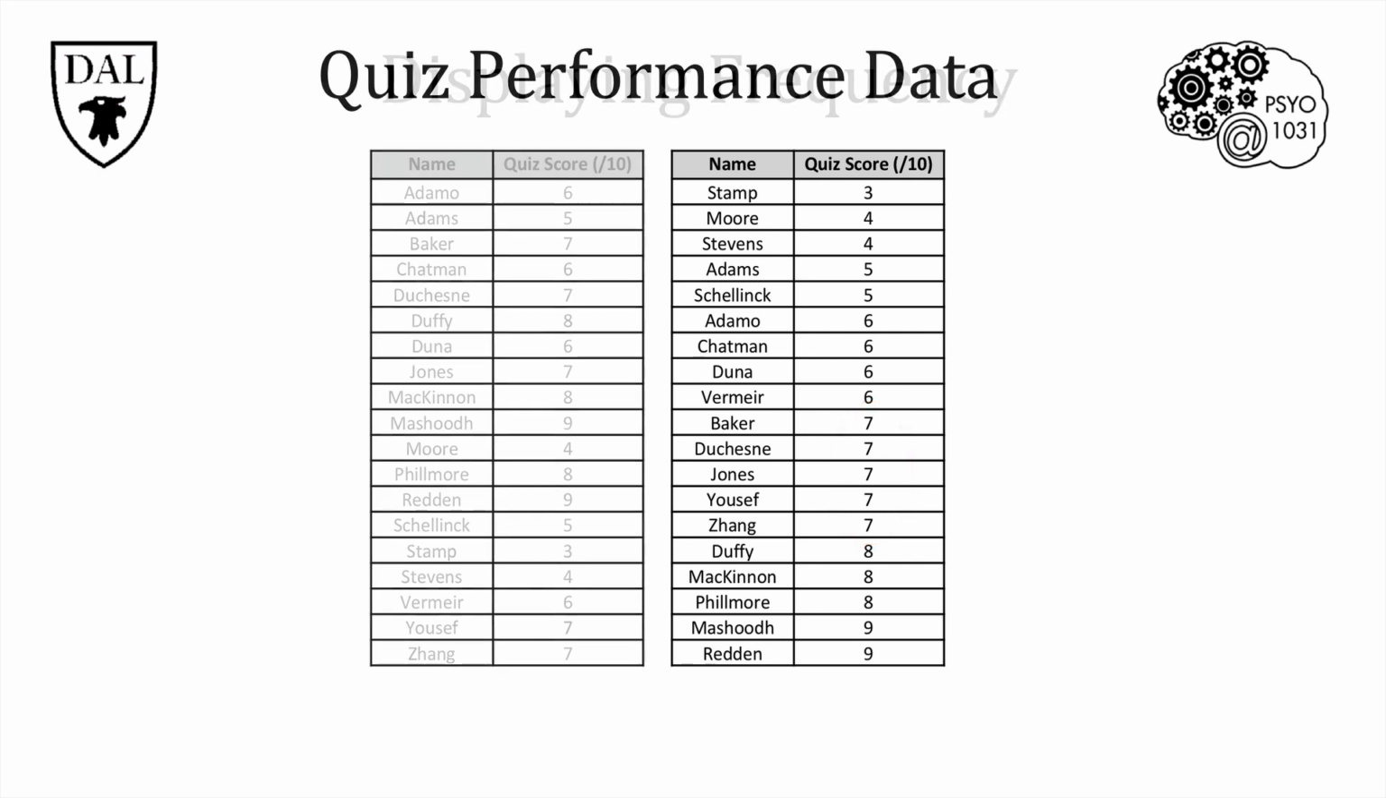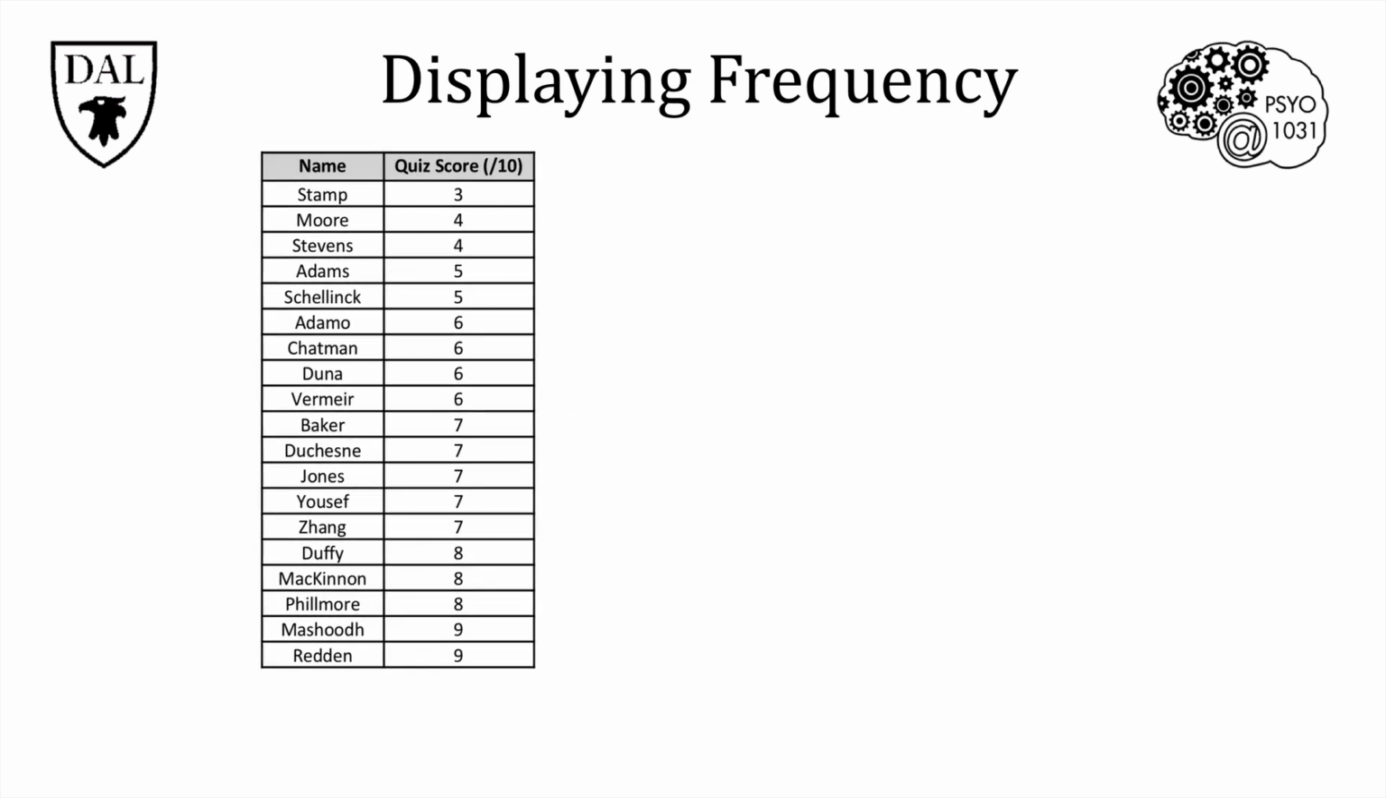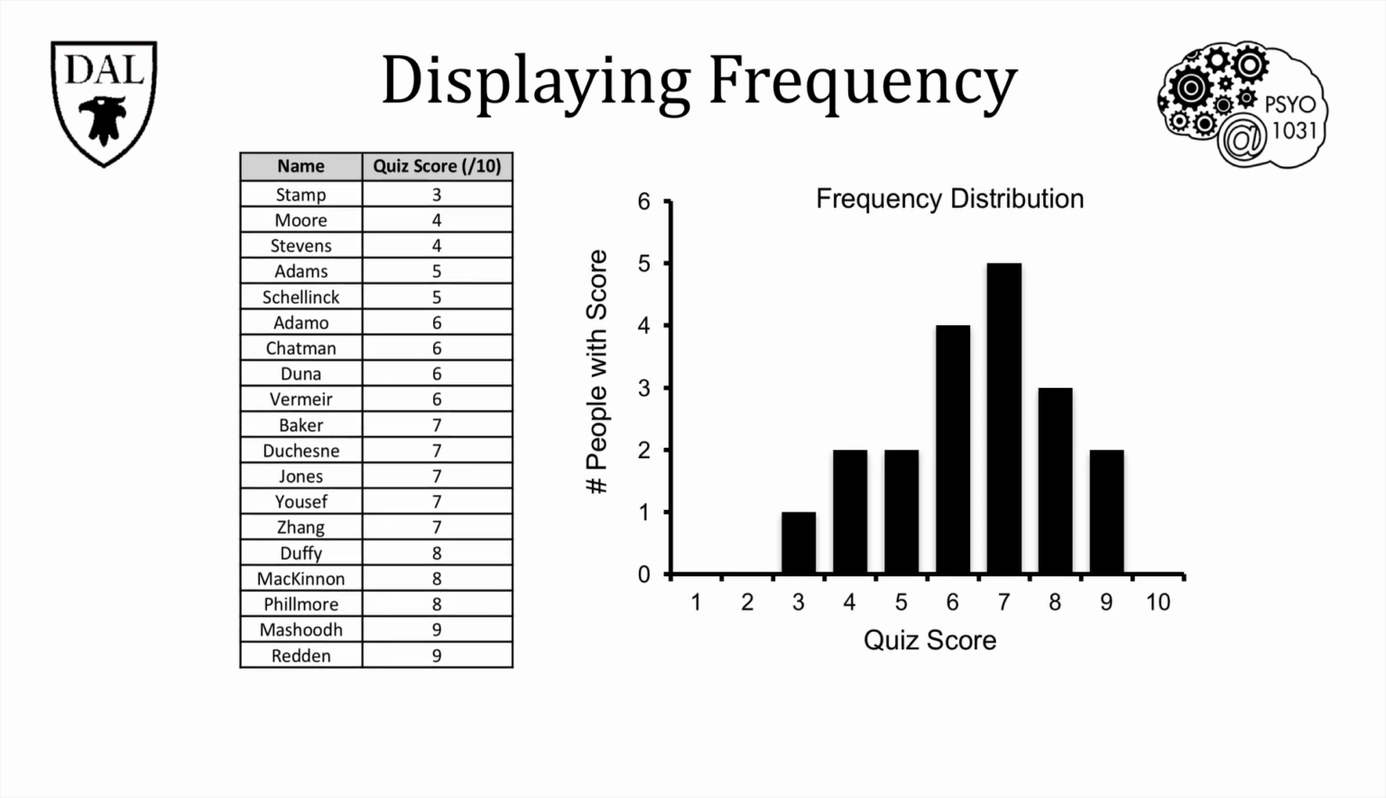Something else you can do is to display the data in a graph by plotting a frequency distribution. Basically, you put your measure of interest on the x-axis along the bottom, in this case it's quiz scores, and the number of people who got each score on the y-axis on the left. Again, it's obvious that most people got a 7, but we can see the overall pattern of grades more easily in this figure compared to the table.